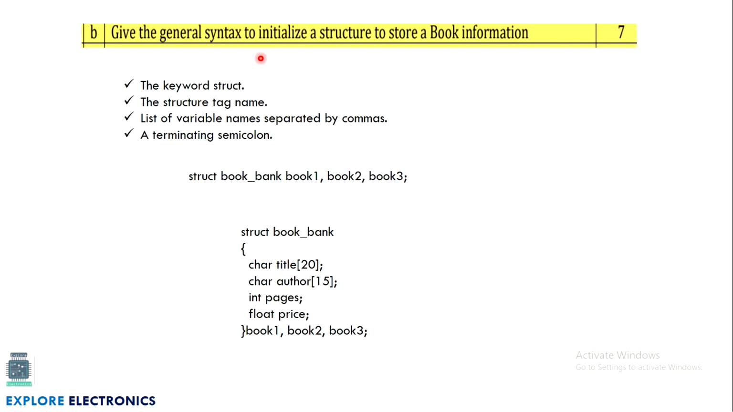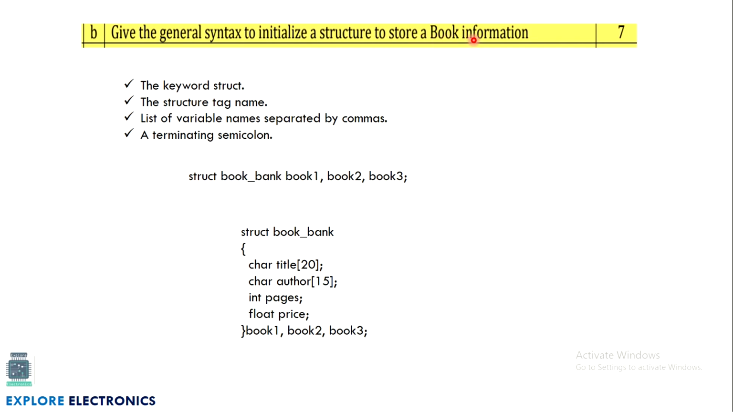Now give the general syntax to initialize a structure to store a book information. Suppose you have a book and you have to store the information related to the book. How can you define the structure? First you need to give the general syntax of the structure as they are asking. So you can mention a few points on how we need to write the syntax, how we need to initialize the structure. So those points you can write, and also before writing this you can give a general syntax here.